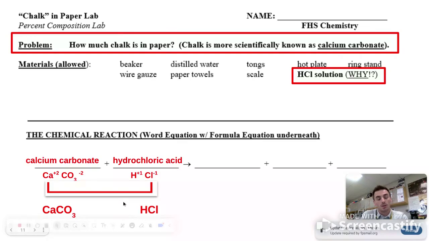Next unit, we'll learn that this is going to be called a double replacement reaction. So this cation is going to go with this anion.